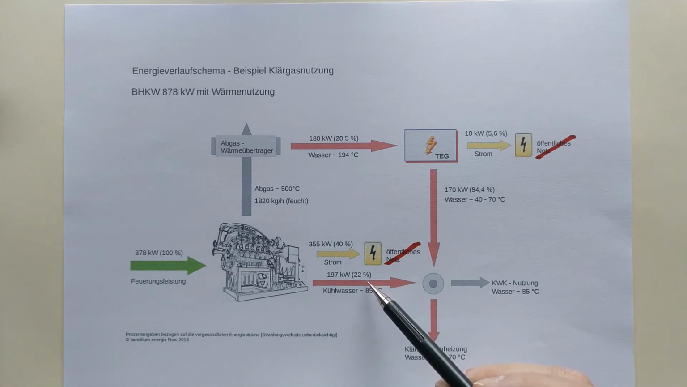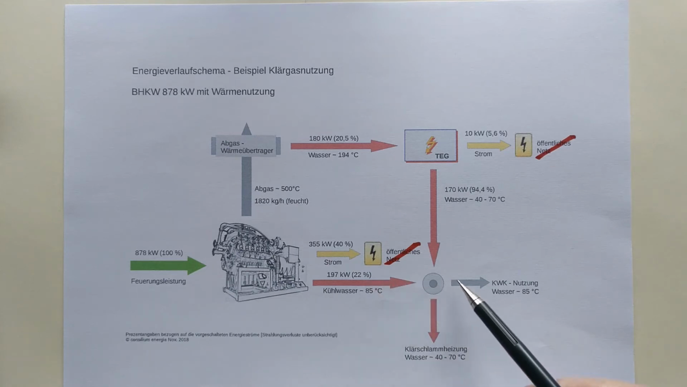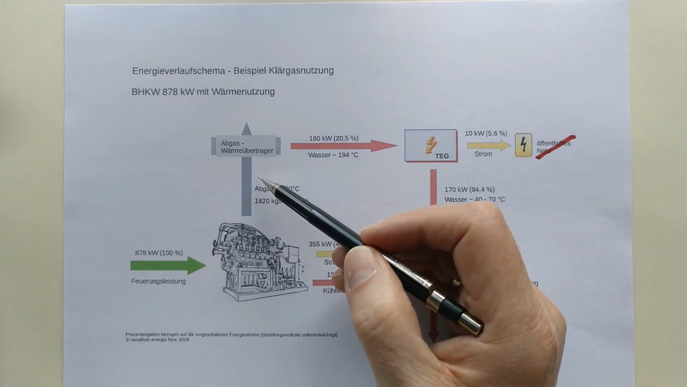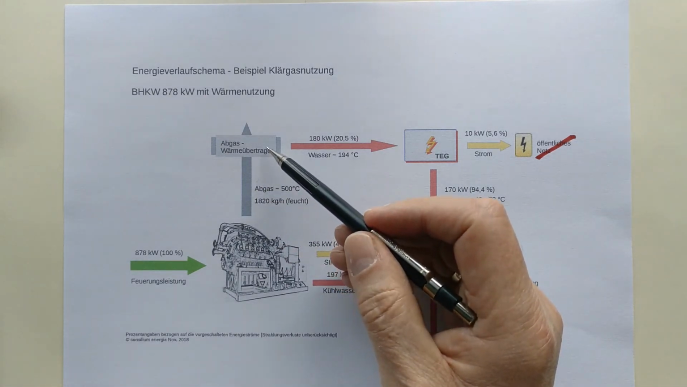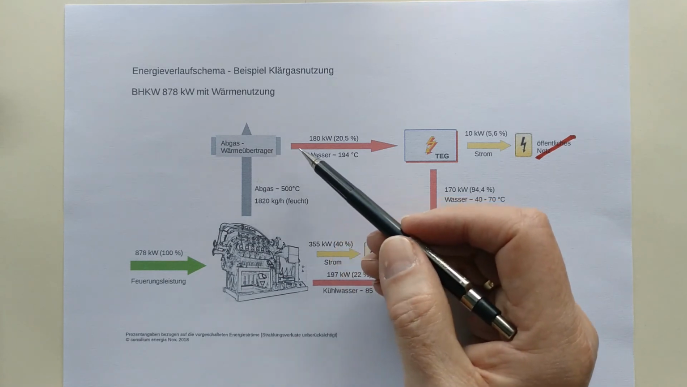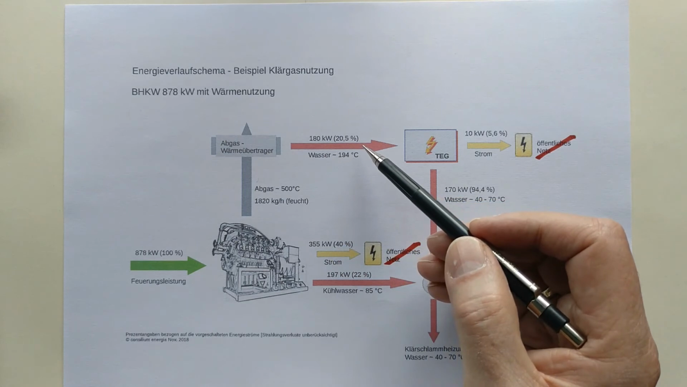The engine must be cooled, and about 22% of the energy input is used as heat energy for heating water, hot water and sewage sludge heating. The remaining 38% escapes with the exhaust gas into the atmosphere, were it not for a heat exchanger that extracts 20.5% of the thermal energy from the exhaust gas at a high temperature level.